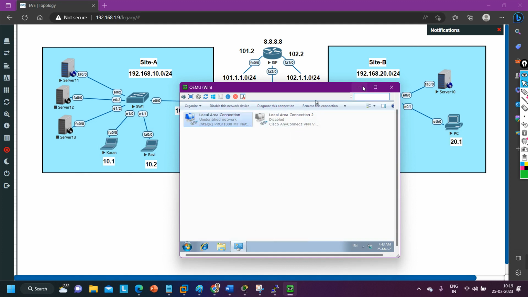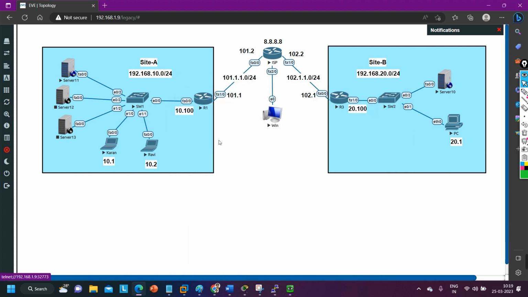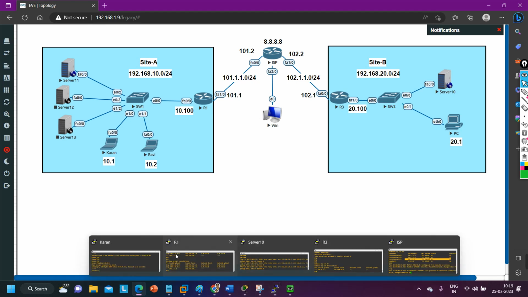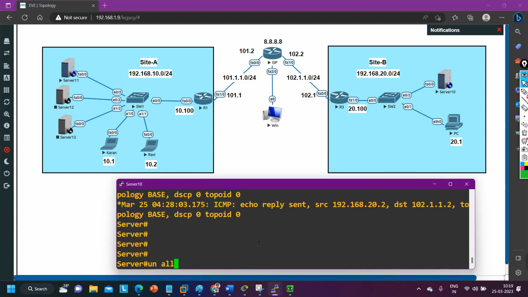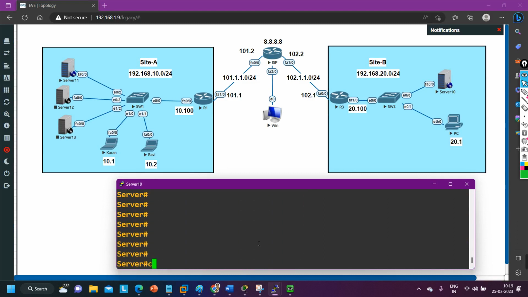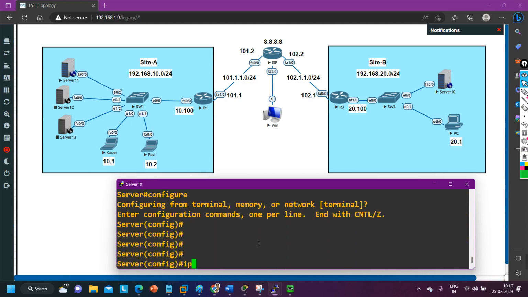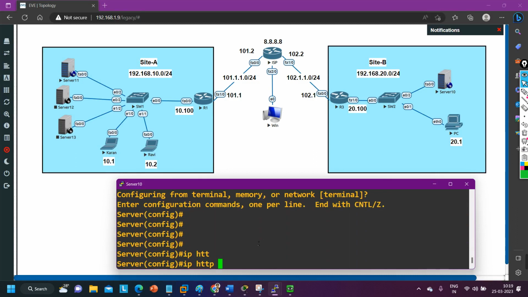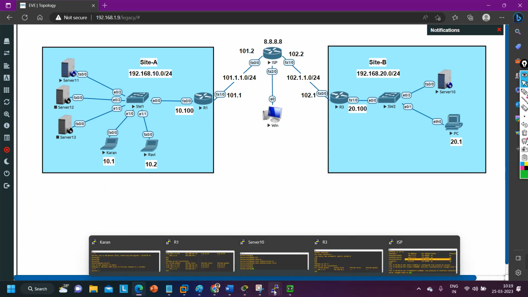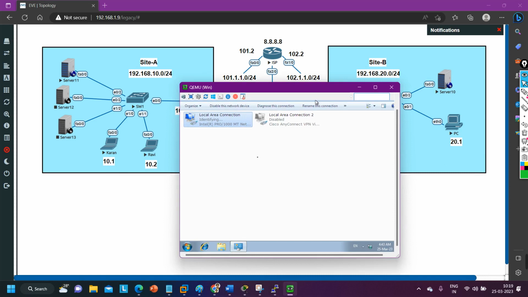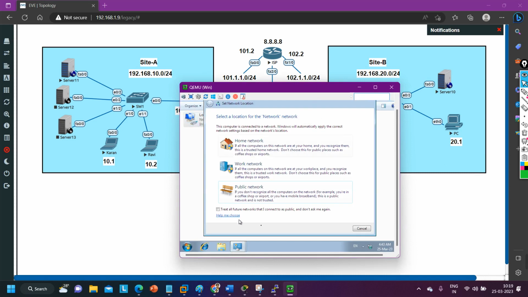And what I am going to do is access this server from here through the public IP address. So on the server, let me run some commands like undebug all to disable debugging. After that config t, ip http server and ip http authentication local. Okay, now from the PC let me check first of all, am I able to ping the server or not?